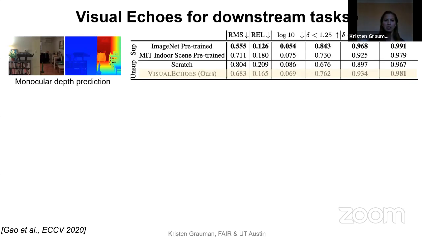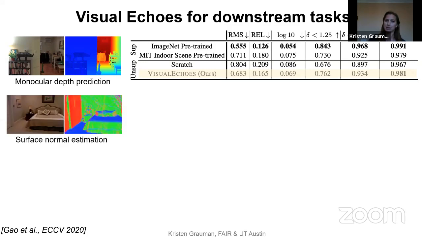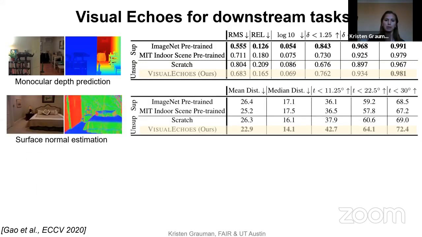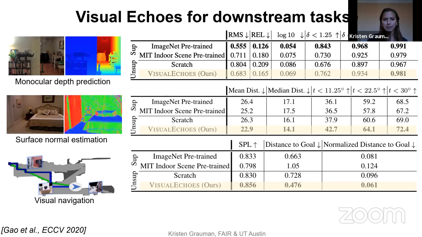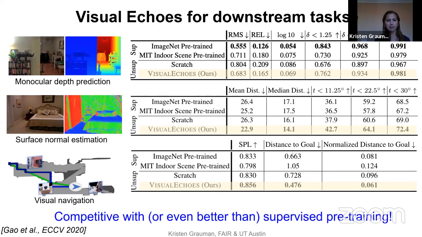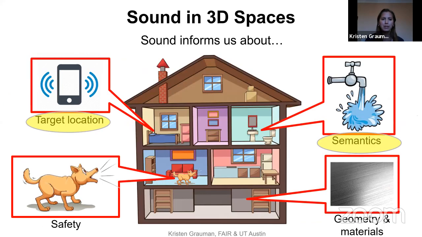Now I mentioned depth prediction, it does get better and it's not only better than scratch, sometimes even competing very well with heavily supervised pre-training approaches. But we've also done this task with surface normal estimation, finding similar things, as well as visual navigation. And the key thing of these results is getting competitive, even sometimes better than supervised pre-training. Okay, so this was visual echoes, looking at how to acoustically interact with the scene to gain a better visual encoding that respects things about the 3D environment and its materials.